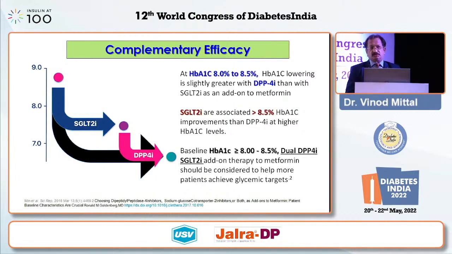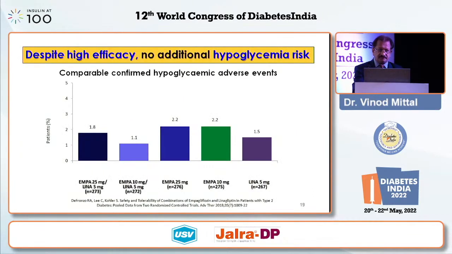Although when baseline A1C is more than 8.5, SGLT2 inhibitors perform better than DPP4. If it is less than 8.5, then DPP4 inhibitors perform better. But when it is higher, obviously, then we start with both the agents along with metformin.